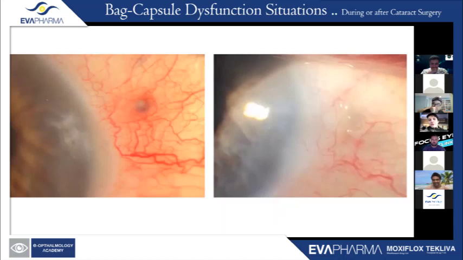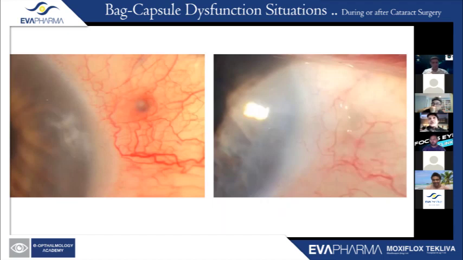Okay, here is a problem in the learning curve. It's one of my first patients, in the left and the right. In the left, I did a large flange because I was afraid. You don't need to be afraid. You can do a small flange if you do a large tunnel, a scleral tunnel.